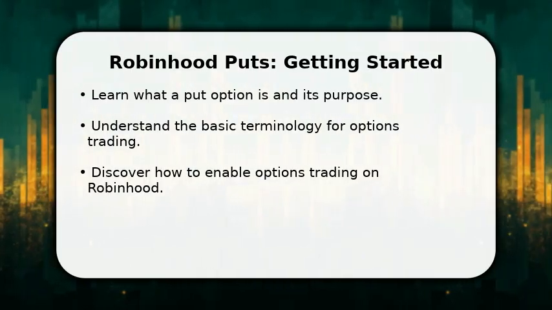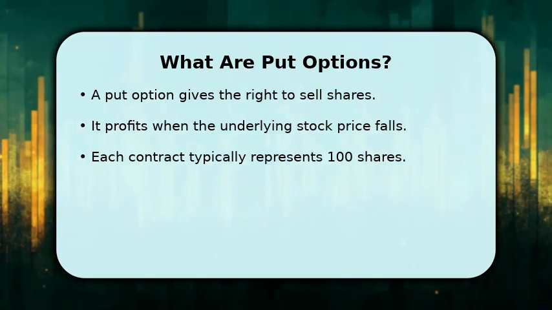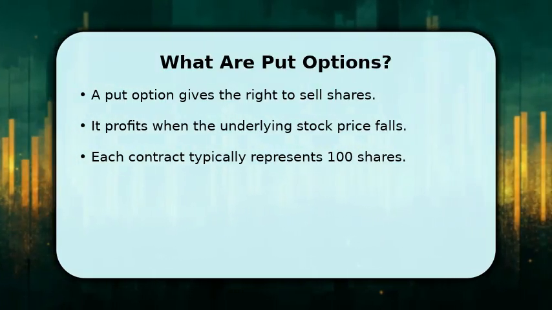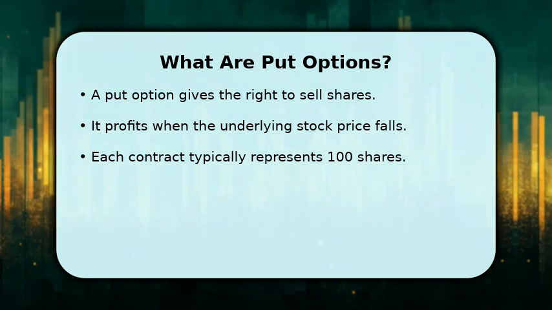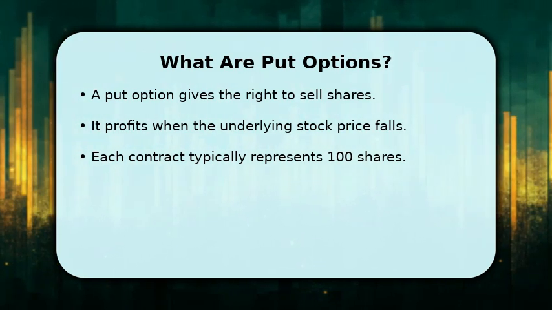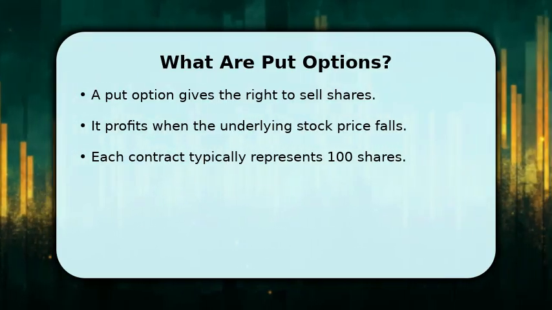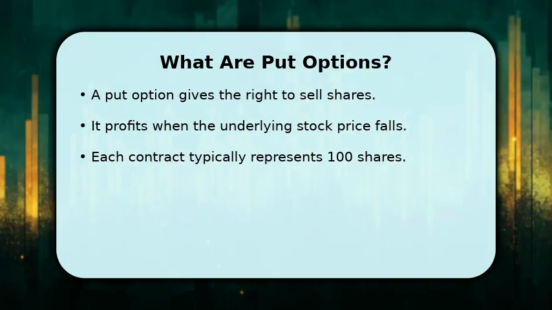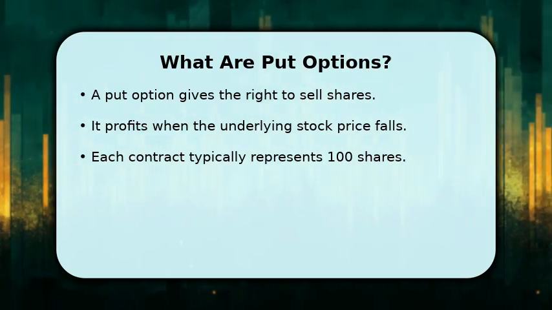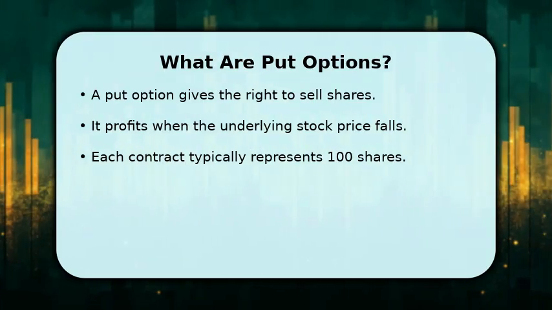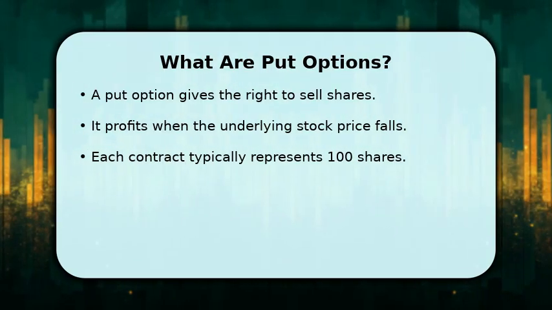ready to proceed. A put option grants the holder the right, but not the obligation, to sell 100 shares of an underlying stock at a specified strike price before or on the expiration date. Investors typically buy puts when they anticipate a decrease in the stock's price, aiming to profit from that downward movement. Conversely, selling puts can generate income, but carries more risk if the stock price drops significantly.